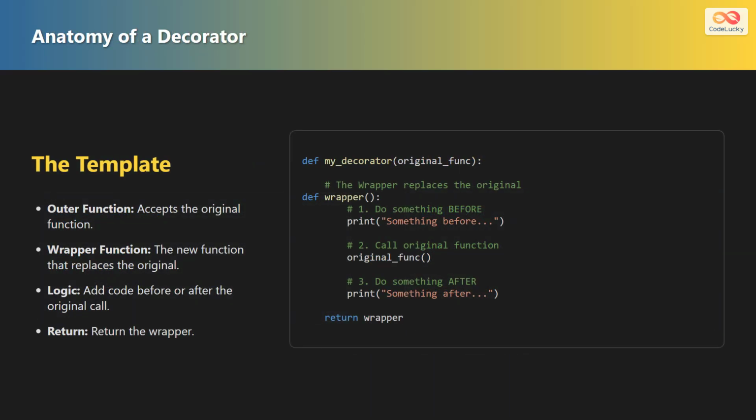Let's look at the structure. A standard decorator is a function that takes a function as input. Inside, it defines a wrapper function. This wrapper creates a sandwich around the original call. It can run code before the original function, then call the original function, and finally run code after it. The decorator then returns this wrapper function to replace the original.